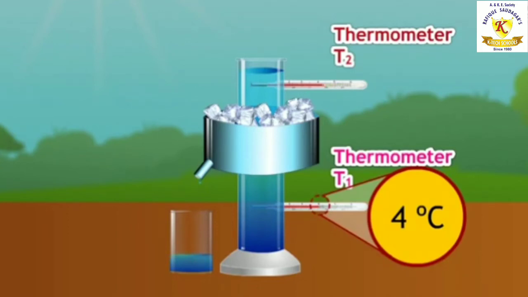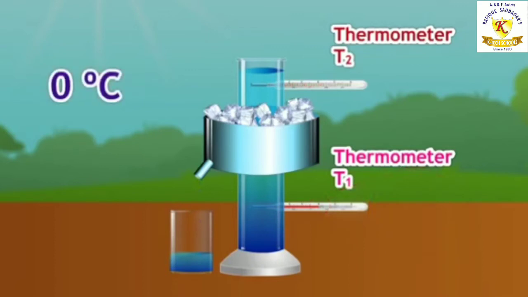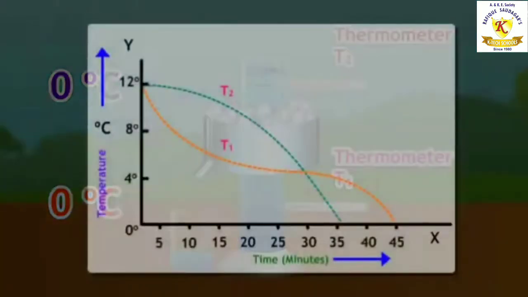Thereafter, since T2 starts changing rapidly, it records 0 degrees Celsius first. And after that, the lower thermometer T1 records 0 degrees Celsius temperature. The point of intersection of the two curves shows the temperature of maximum density.